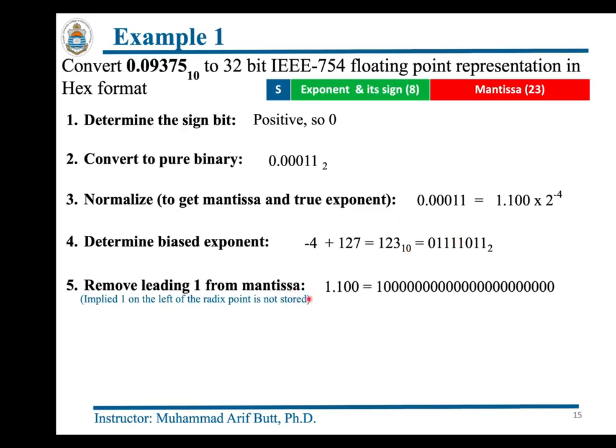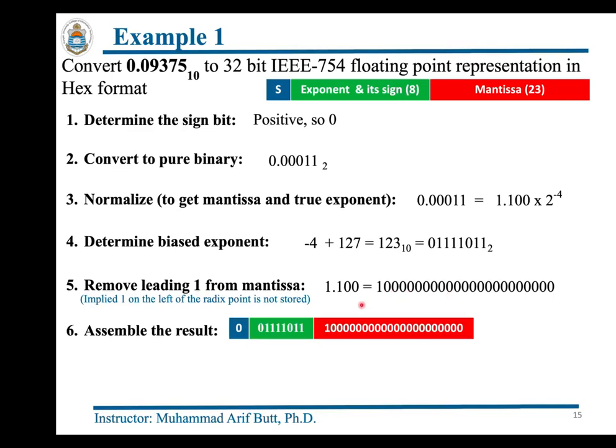The fifth step is we need to remove the leading one from the mantissa. So this is the mantissa 1.100. We need to remove this one because this one is implicit. We don't save this one inside the mantissa, rather we just save these bits which are on the right side of the binary point. So the leading one is removed and the mantissa is padded with zeros to make it of 23 bits.